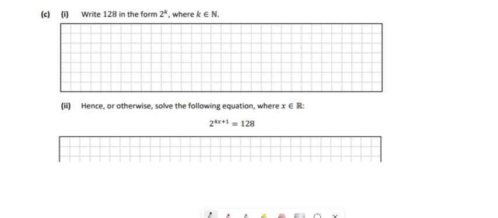Right, part C, we have to write 128 as 2 to the power of something. So we're trying to think 2 times 2 times 2 times 2. So how many times would it be equal to 128? So you could count them. It might be the easiest way if you're not sure.